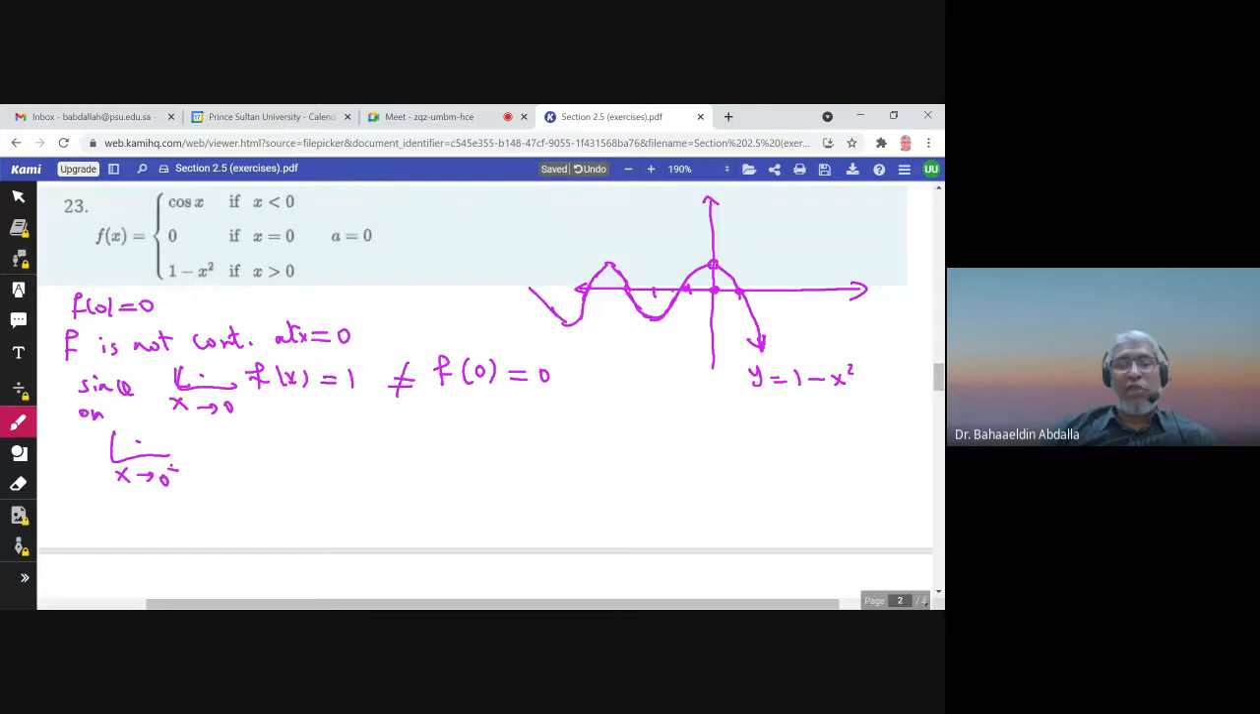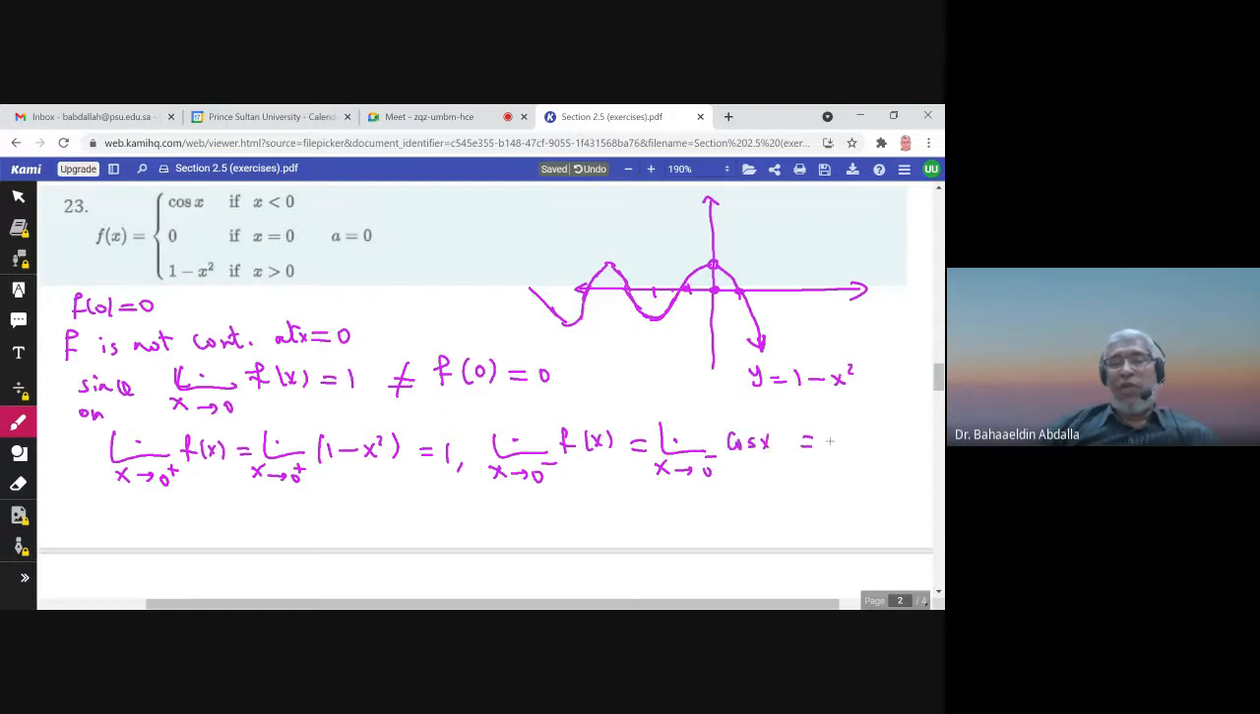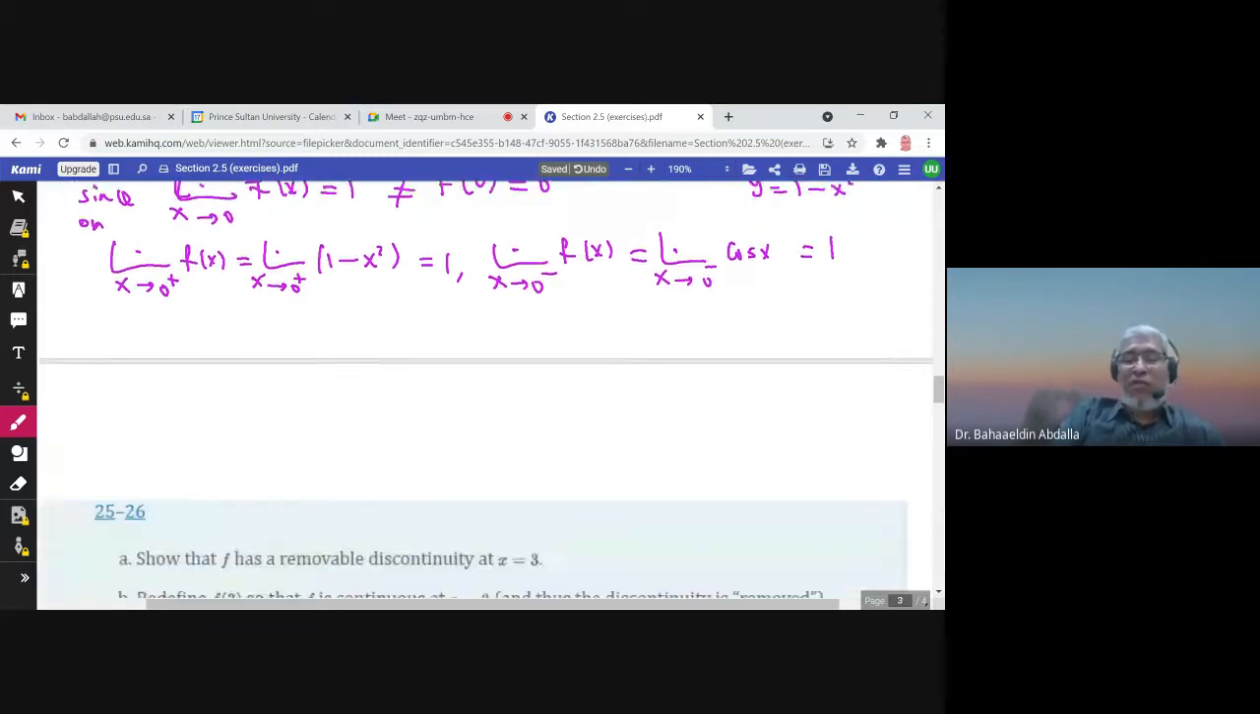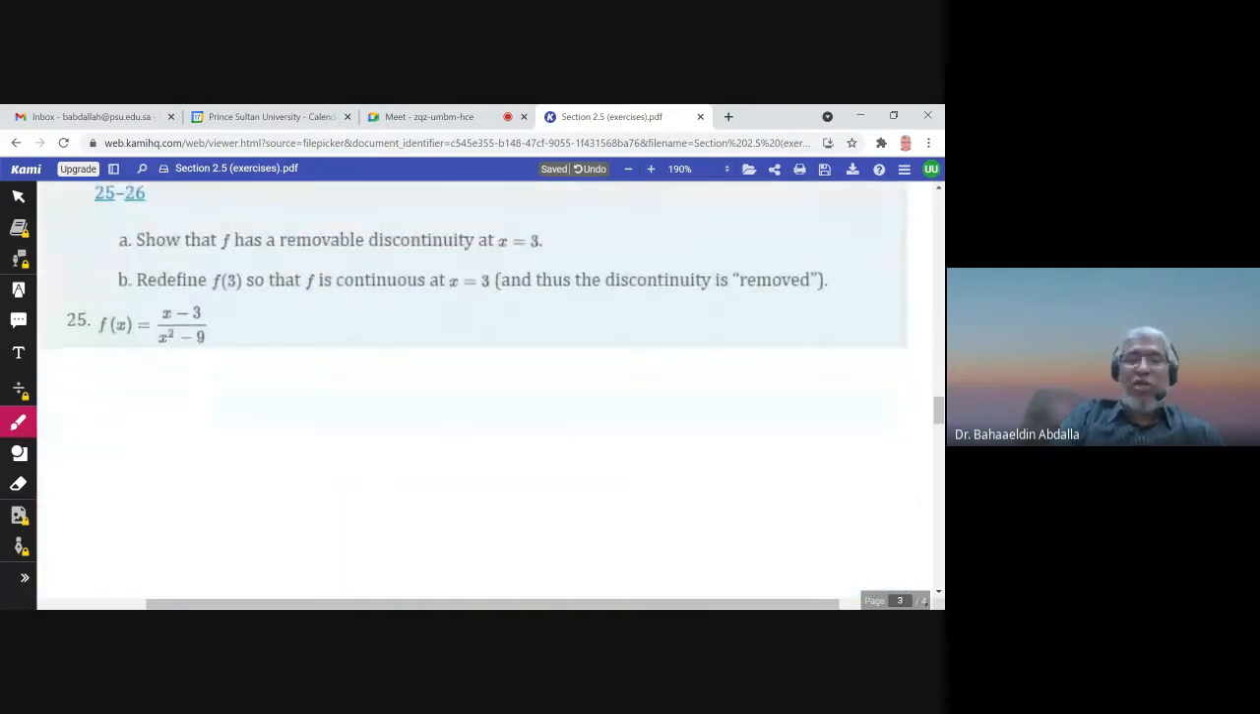When x approaches 0 from the right, x greater than 0, you replace f of x by 1 minus x squared. 1 minus 0 is 1. And also the limit from the left, when x approaches 0 from the left, so we use x less than 0, and the definition would be cosine x, and cosine 0 is 1. So the limit from the right equals the limit from the left. So the limit is 1, but f of 0 is not 1. So that's why it's not continuous.